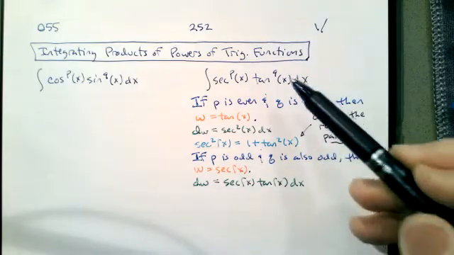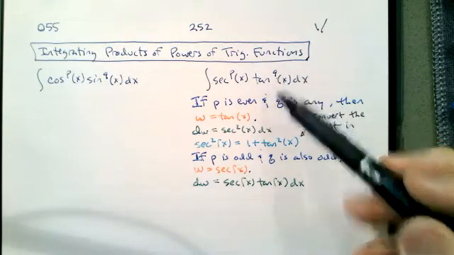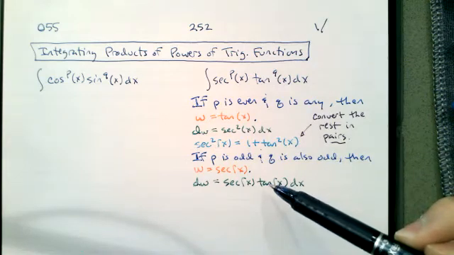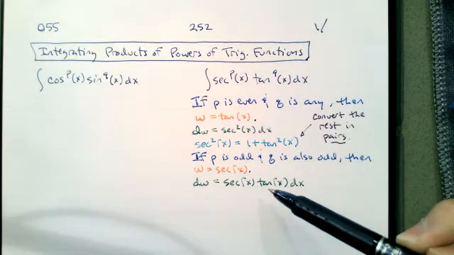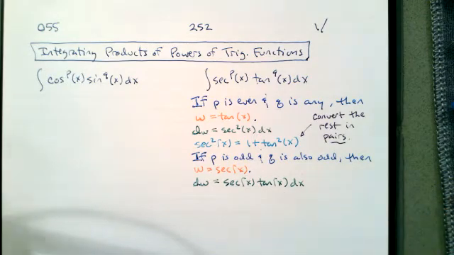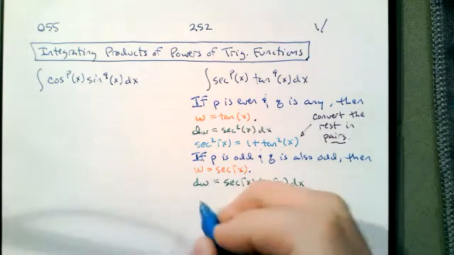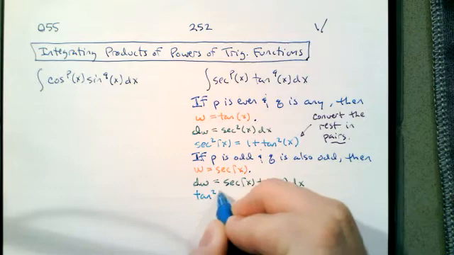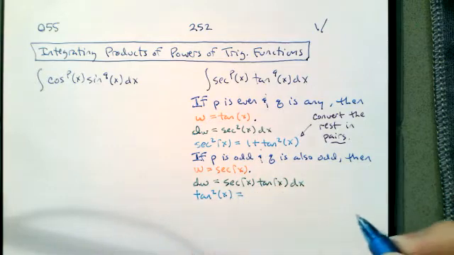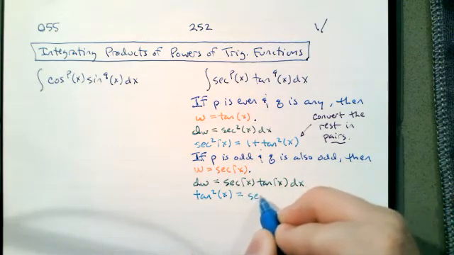So I've taken an odd power of tangent. One factor is going to contribute to the dw. That'll leave an even power of tangents left over. Then we can convert the rest. So then we can say that tangent squared is secant squared minus 1.